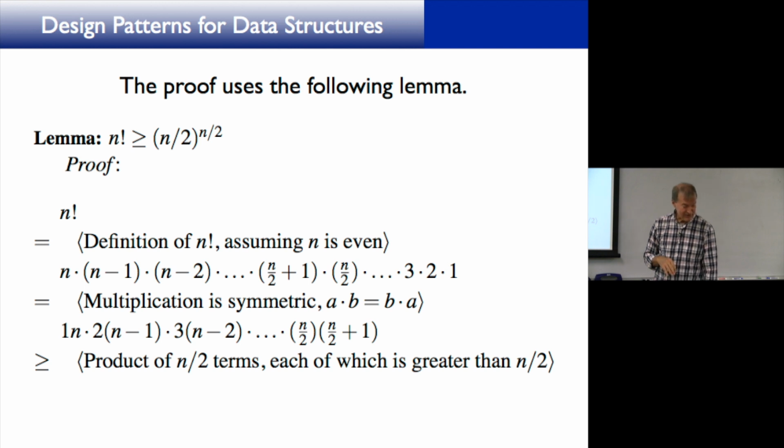To the n over 2, n over 2 to the n over 2. Now, do you agree? This shows how really big factorial is. Factorial is really big. It's bigger than n squared. It's bigger than n to the n. It's bigger than n over 2 to the n over 2. It's really big. Is everybody with me? Okay, so that's a lemma. So we're going to use this lemma.